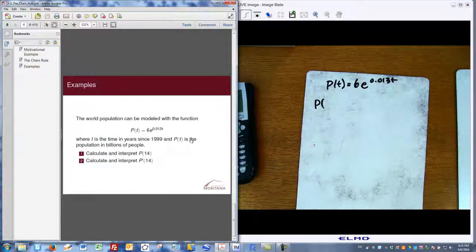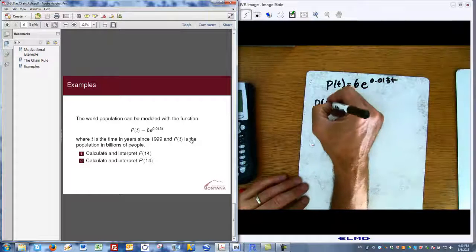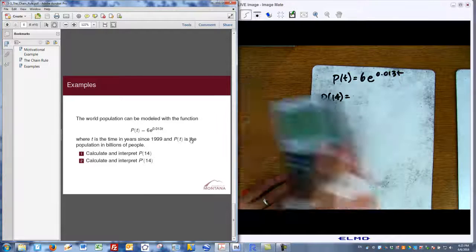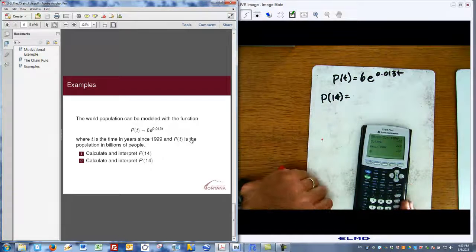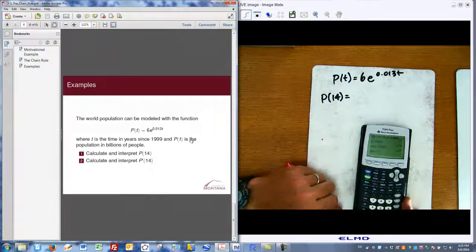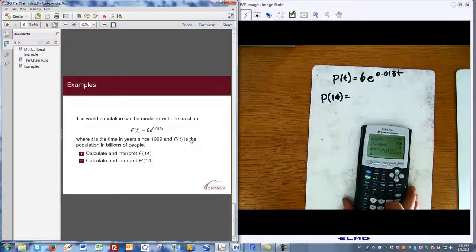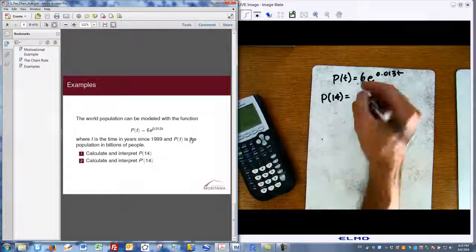Okay, well, what is P of 14? Well, let's see. P of 14 is going to be 6 times e raised to the 0.013 times 14, and that's 7.197 roughly.